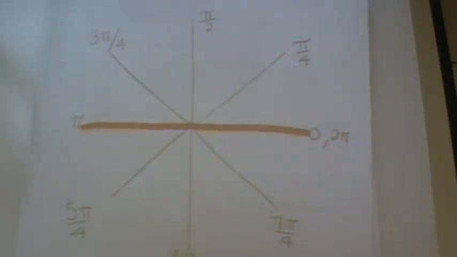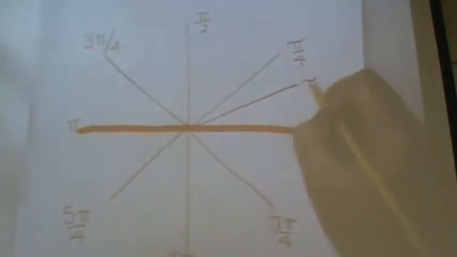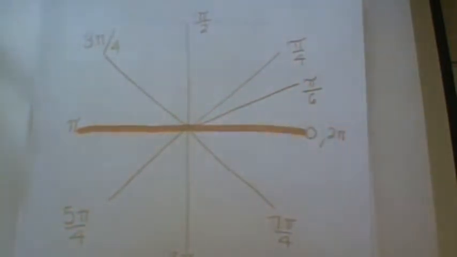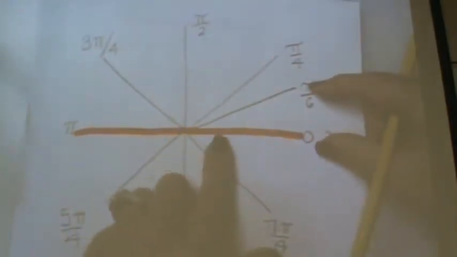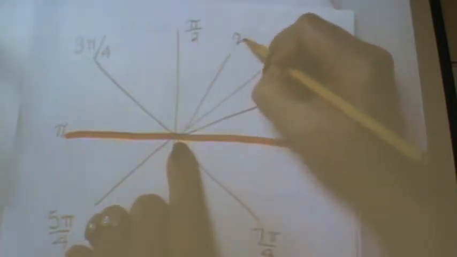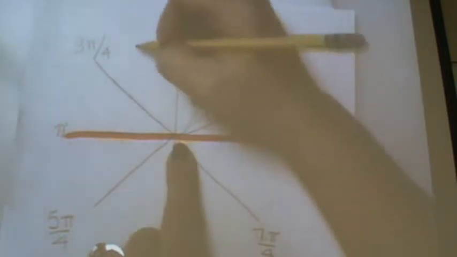Okay, now let's do the 30s. A 30-degree angle is otherwise known as pi over 6. So if we were to break from here to here up into 6s, this is 1/6. This is 2/6. This is 3/6. What's this?